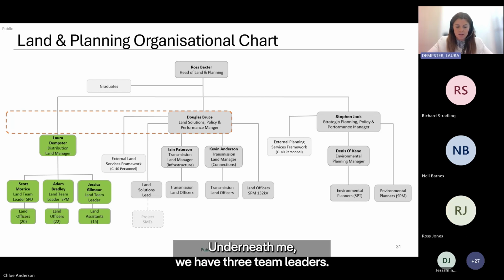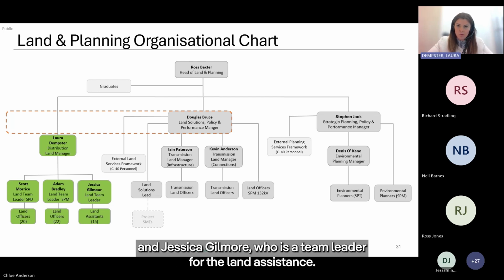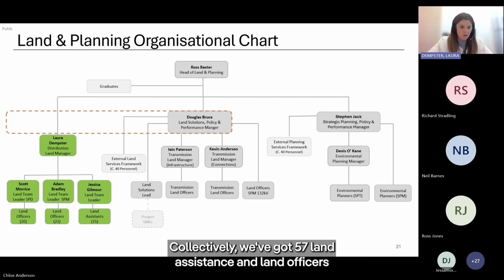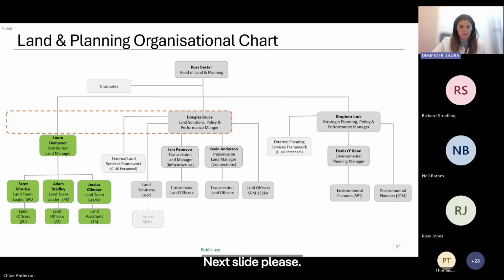Underneath me we have 3 team leaders. We've got Scott Morris in Distribution, Adam Bradley in ManWeb, and Jessica Gilmore, who is the team leader for the Land Assistants. Collectively, we've got 57 land assistants and land officers who are actively securing land rights across the network. Next slide, please.